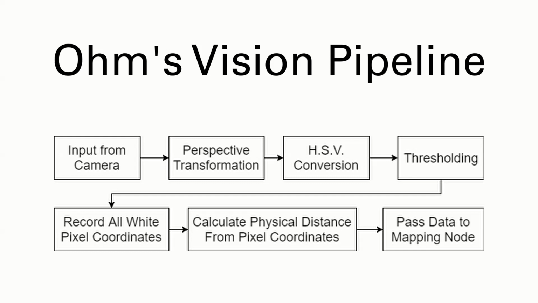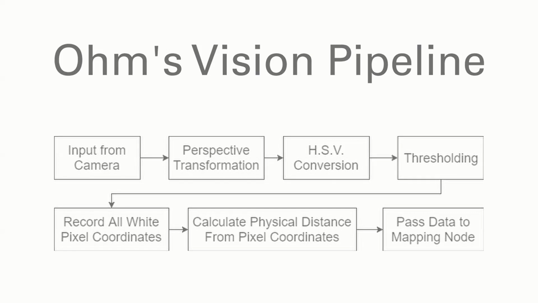What we do is we take the input from the camera and do a perspective transform. From that perspective transform, you get a warped image. Then we change the color scheme to HSV. We apply thresholding to determine whether what we found is white or not white. From that, we have a thresholded image, which just has white or black. We find the white pixels, then we calculate the distance to every single white pixel, and then that data is passed to either global mapping or obstacle avoidance.